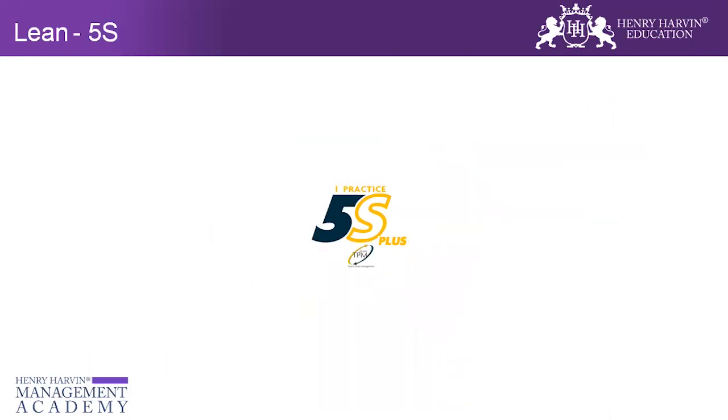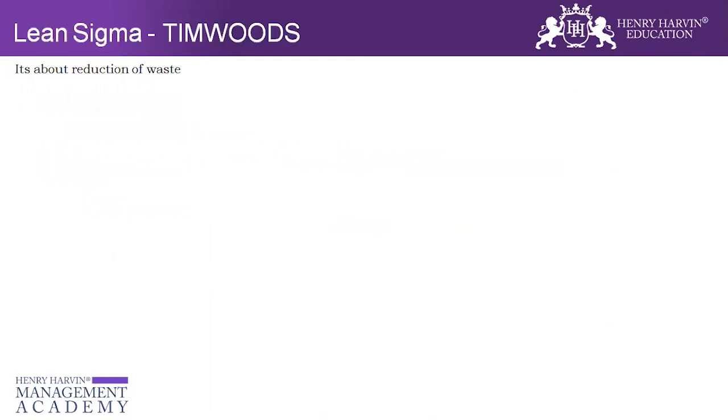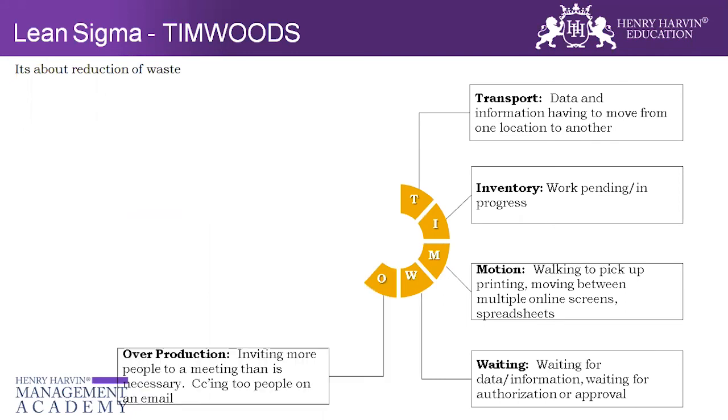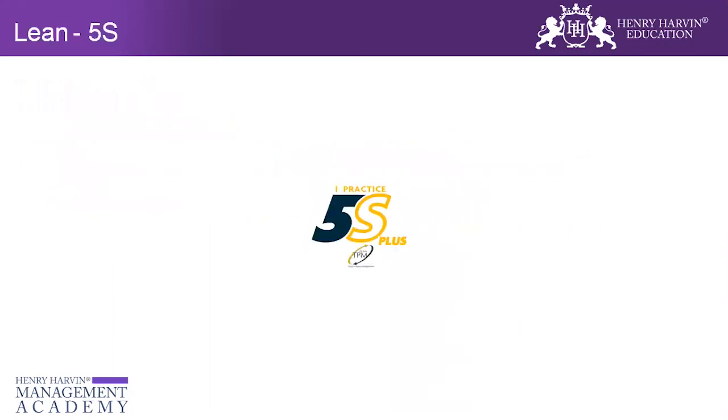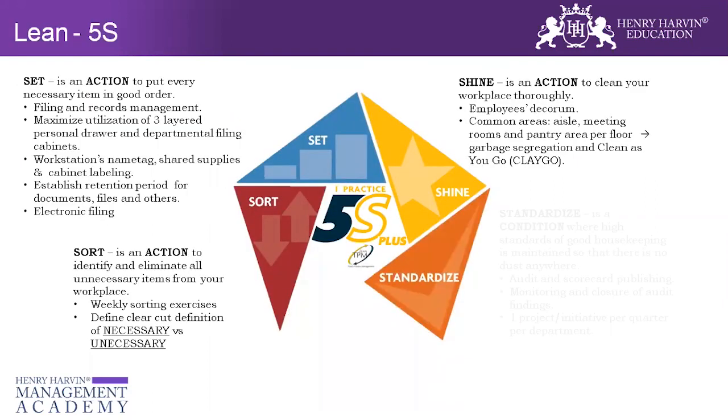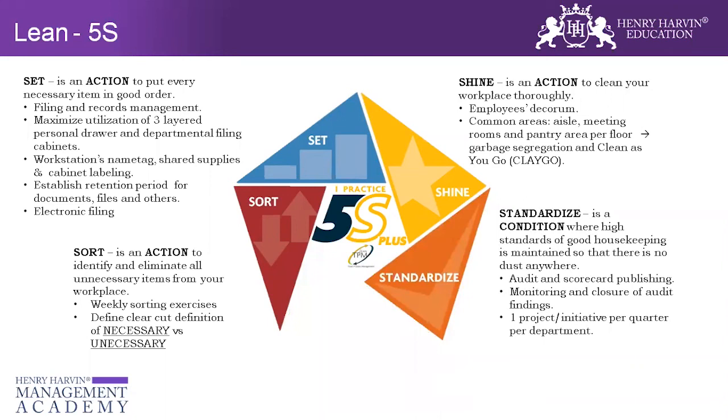In this exercise on lean, we have talked about 3 tools. One is TIMWOODS, which is about reduction of waste. Second is the 5 why analysis, which is about identifying the root cause of a given problem by asking some logical questions. And the third is 5S, which talks about ensuring that there is standardization in the workplace, so that all the unnecessary items, all the things which are not required, are eliminated.